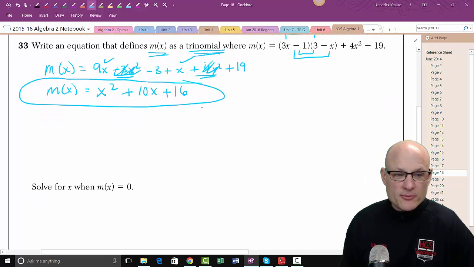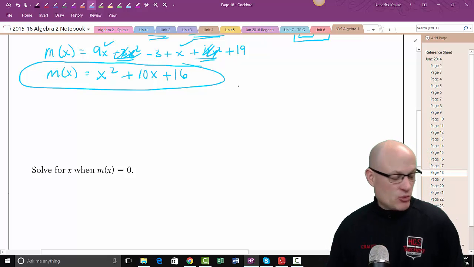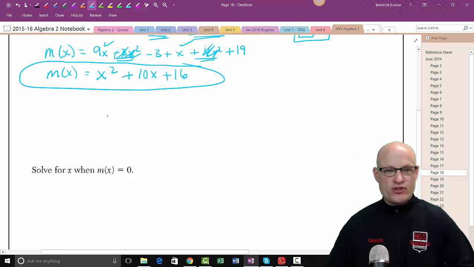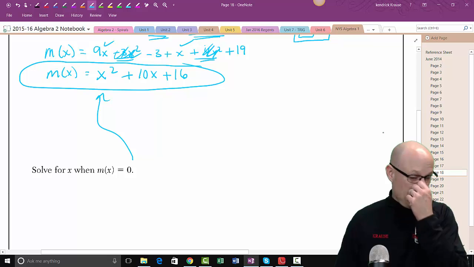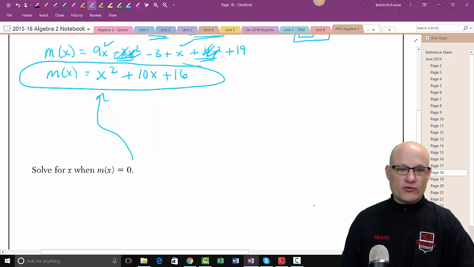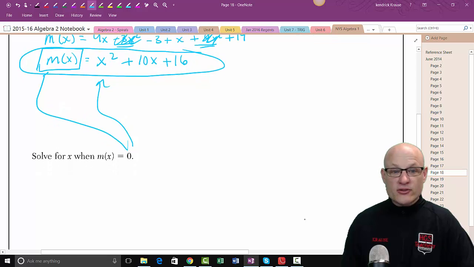There's my trinomial. And then it says solve for when m of x equals 0. And I'm going to tell you, we had a number of kids this year just take 0, plug it in, and tell us the answer was 16. No, they're saying m of x is equal to 0. So what we're going to plug the 0 in for is this side. So really what they're telling you to do is factor this sucker.